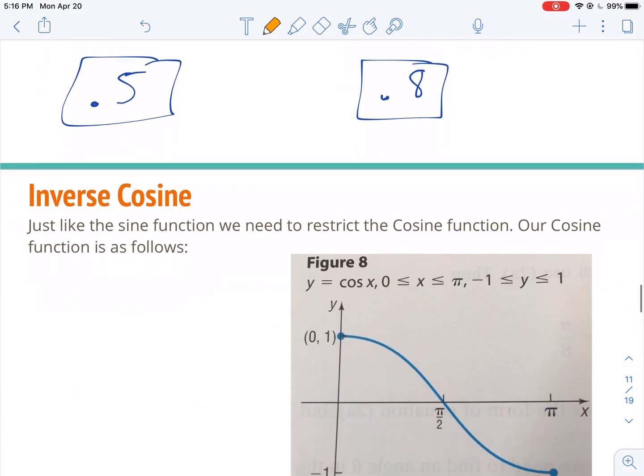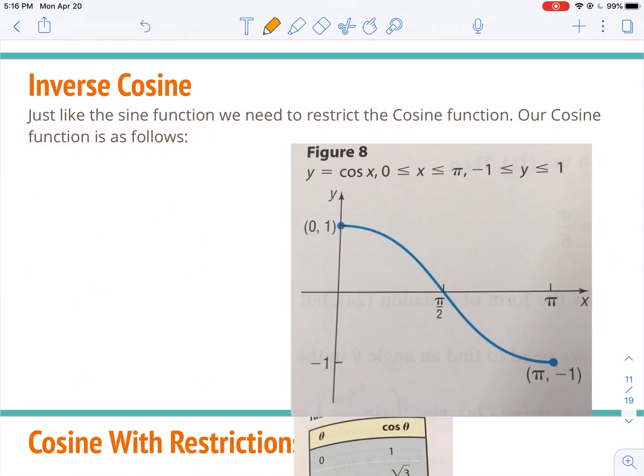All right. Inverse cosine. So it's just like the sine function. We're going to restrict our cosine function. With our sine function, we restricted it from negative pi over 2 to pi over 2. We don't do that with cosine. Cosine we restrict from 0 to pi. If we think about our line y over x, we're going to create something that, as we would reflect it over the line y equals x, we've got something happening here.